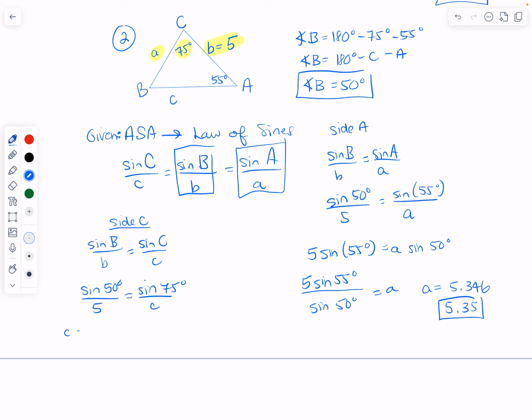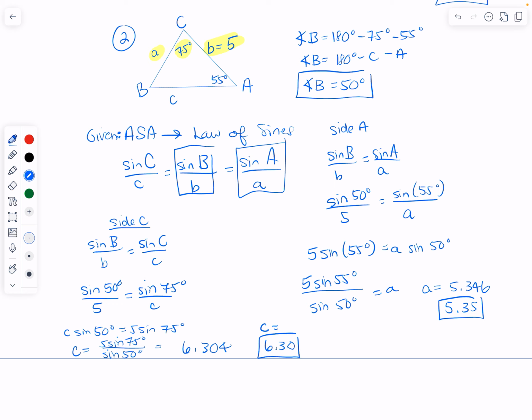So C times sine of 50 degrees equals 5 times sine of 75 degrees. So C is equivalent to 5 times sine of 75 degrees over sine of 50 degrees. Okay, again, use parentheses. So 5 times sine of 75, end parentheses, divided by sine of 50 degrees. And when I do that, I get 6.304. 6.30 is rounded off, and that is side C.